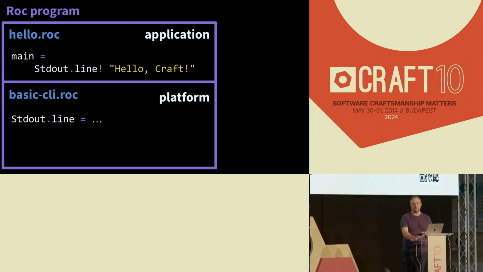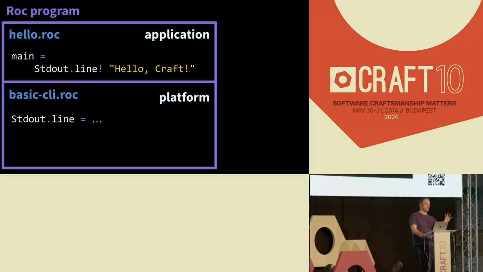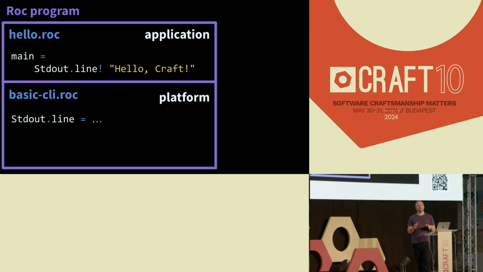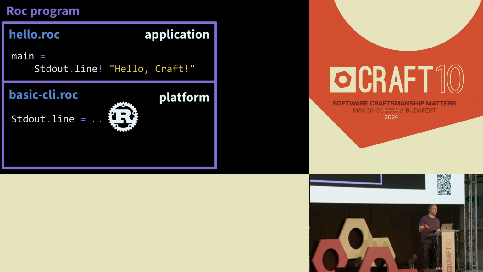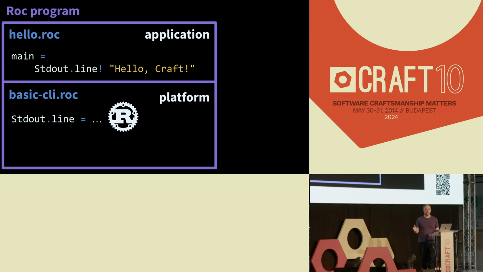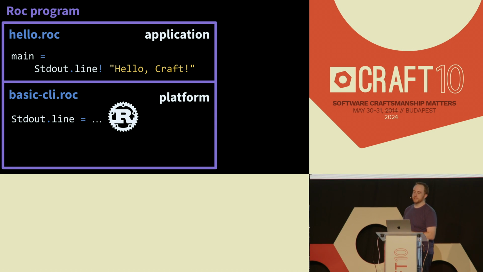How is that implemented? And also the platform, and this is where that one binary comes in, the platform also provides the implementation for that. In this case, basic-cli happens to be implemented in Rust, but that's just an implementation detail. It could have also been C or whatever else. Now importantly, in Roc, the standard library of the language doesn't include any I/O primitives at all. All the I/O primitives come from your platform, whichever one you pick.